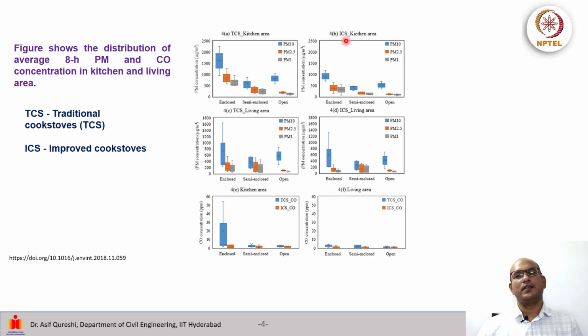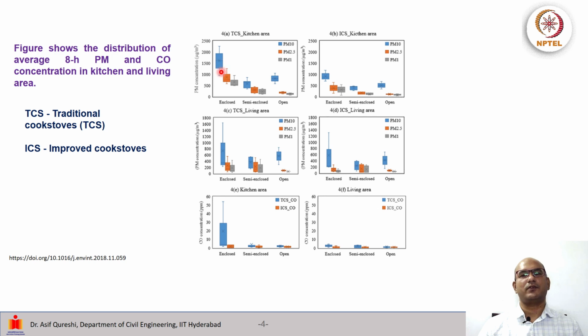Now, we will look at the improved cook stove. Here again, if we see PM10, the blue color, the enclosed area still has more PM10 compared to the semi-enclosed and open, and as we go from enclosed to semi-enclosed, the PM2.5 and PM10 concentrations are decreasing. Comparing between the traditional cook stove and the improved cook stove, let us look at the enclosed kitchen.